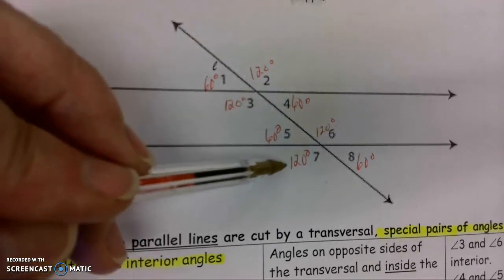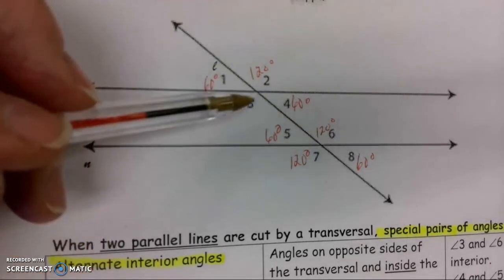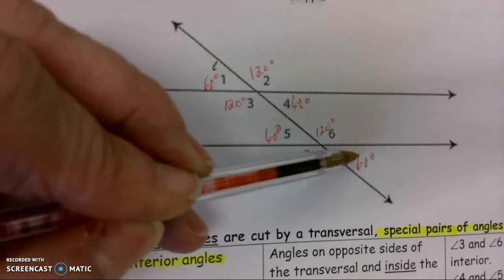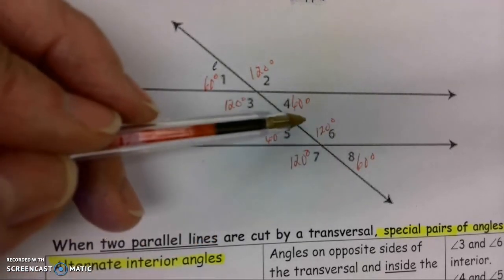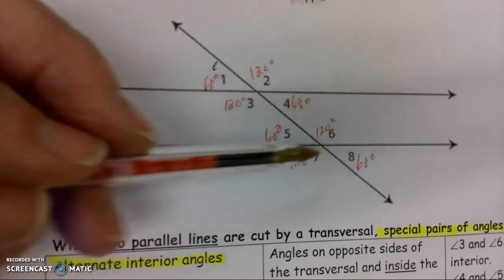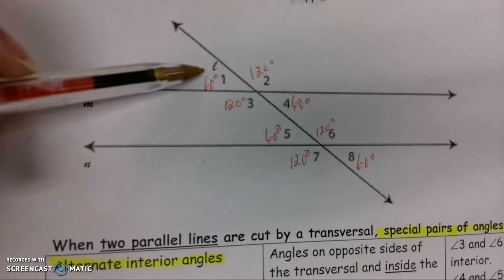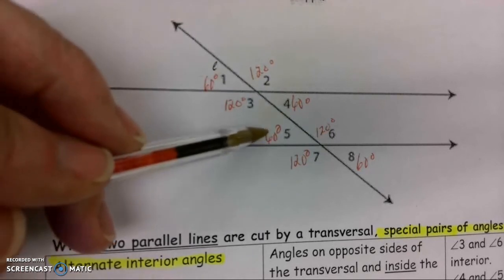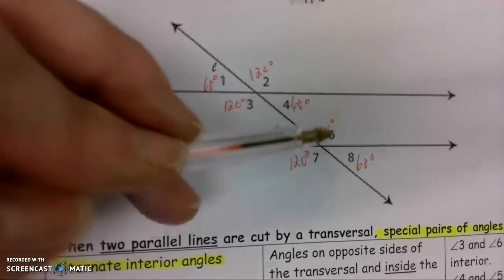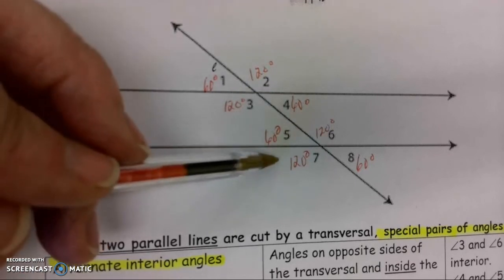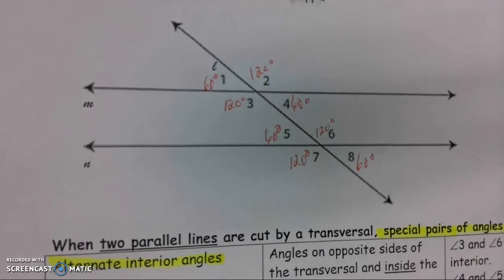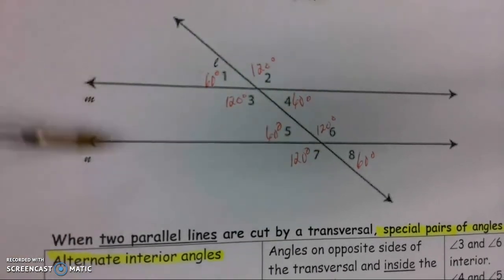Angle 3 and angle 7 are corresponding. Left side, but they're below the line. Angle 4 and angle 8 are corresponding. Right side of the transversal, below the lines. Notice, corresponding angles are also congruent. 1 and 5 equal 60. 2 and 6 equal 120. 3 and 7 equal 120. 4 and 8 equal 60. Corresponding angles. 4 pairs are formed when I intersect a pair of parallel lines.